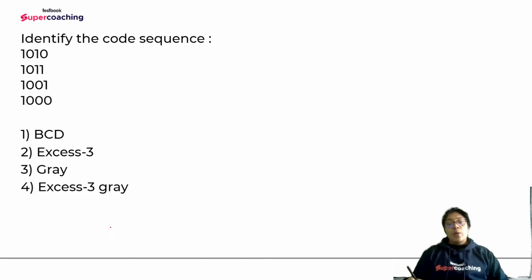Okay. One more question. Identify the code sequence. You are given with some code sequence and you have to tell whether this is the BCD code, XS3 code, gray code or the XS3 gray code. Can you identify that? Take 30 seconds and try to identify.